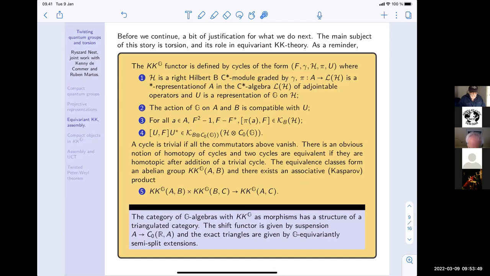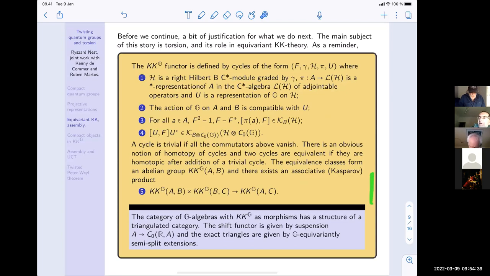And I wrote standard things, so a cycle is trivial with the obvious commutators being zero, and homotopy of cycles is the one you know. So if you have two cycles equivalent, they are homotopic after adding trivial cycles. They form an Abelian group, and there is an associative product, the Kasparov product. A and B are C star algebras with a given action of the locally compact quantum group G. Good, okay, so you have this functor KK^G.